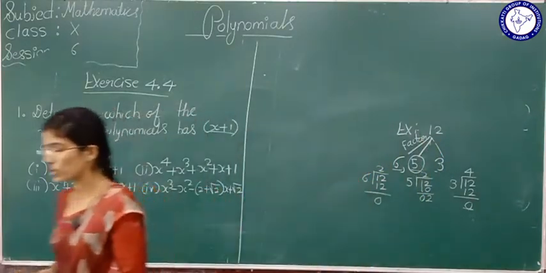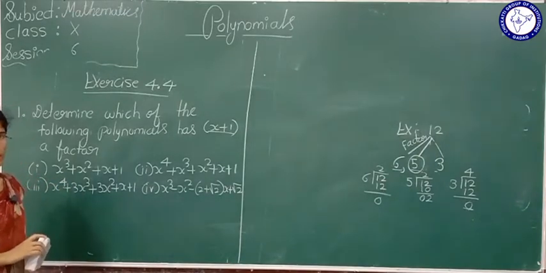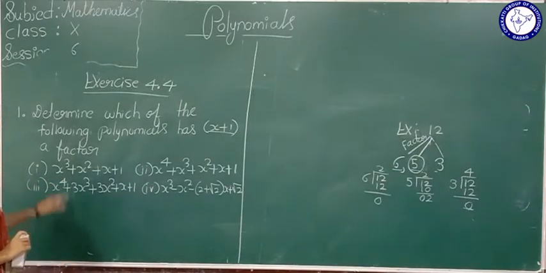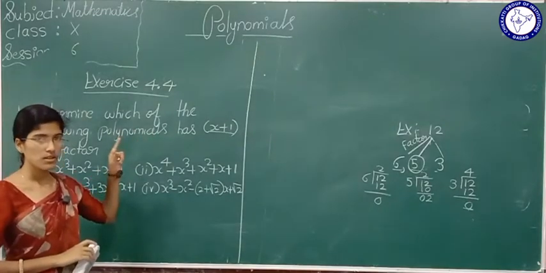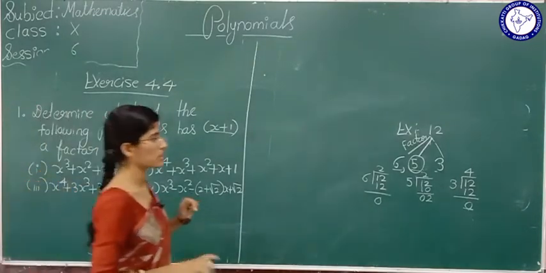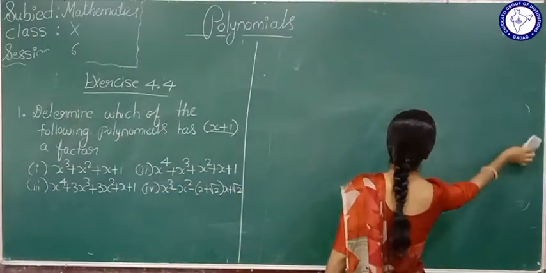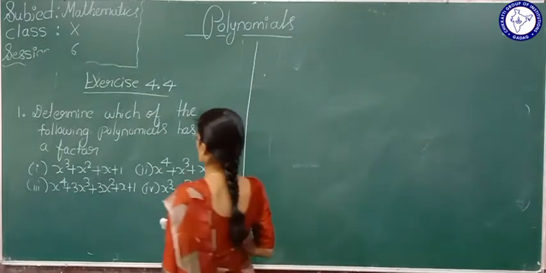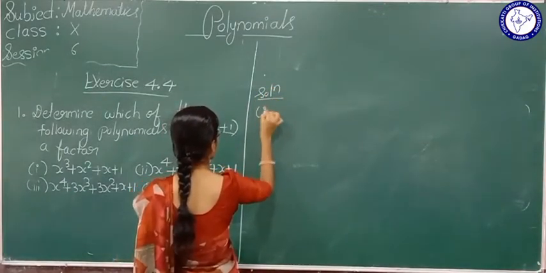Means what we will do here? We will find out the remainder. When x cube plus x square plus x plus 1 is divided by x plus 1, we will see whether the remainder comes 0 or not. Now see students, instead of going for long division, we will go for the remainder theorem only. Yes or no? See, a solution, only the first one I will solve, the remaining you have to solve.